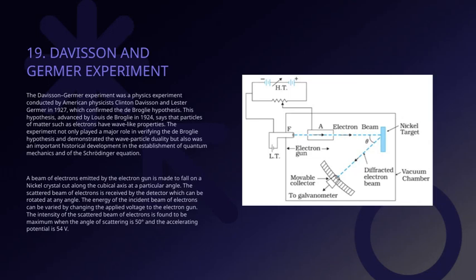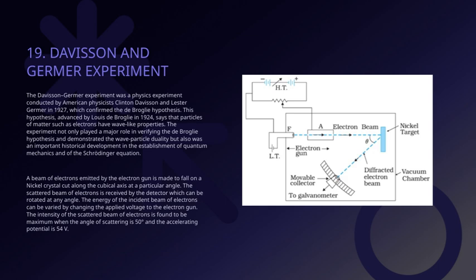Let's take a closer look at the Davisson-Germer experiment. In this setup, a beam of electrons emitted from an electron gun is directed at a nickel crystal, which is cut along the cubical axis at a specific angle. As these electrons hit the crystal, they scatter, and the scattered electrons are detected by a detector that can be rotated freely to different angles.